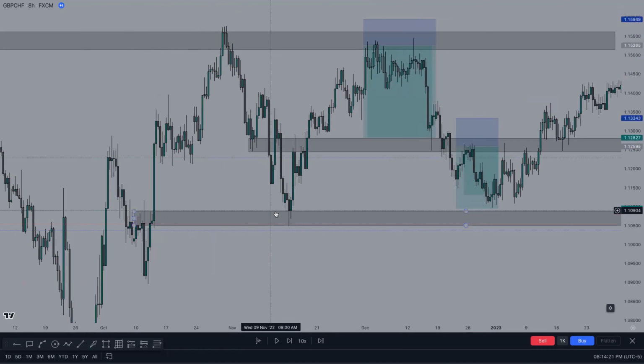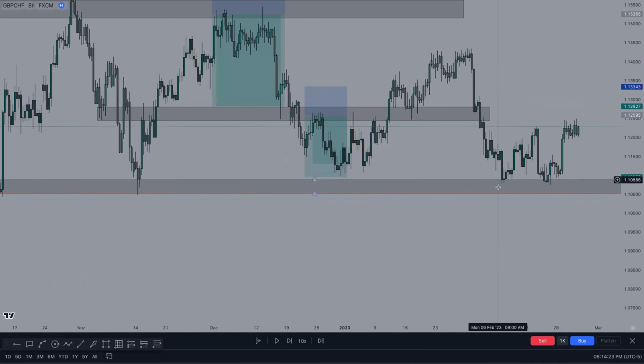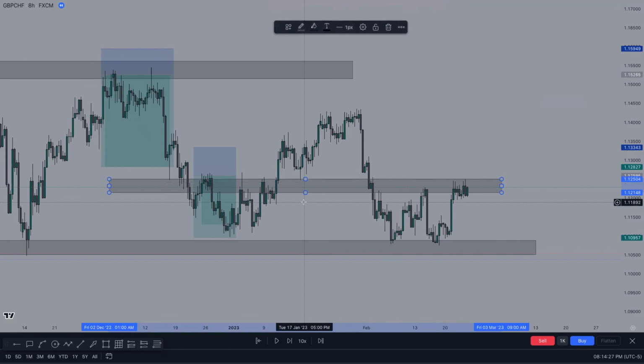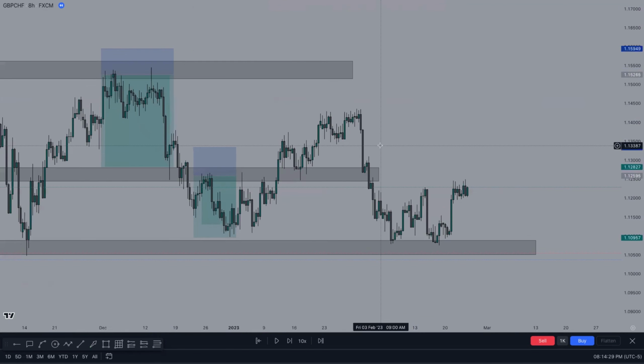That's it. So support here, like I said, has worked here. Resistance, just keep doing the thing. So that's price action. It's that simple, guys.